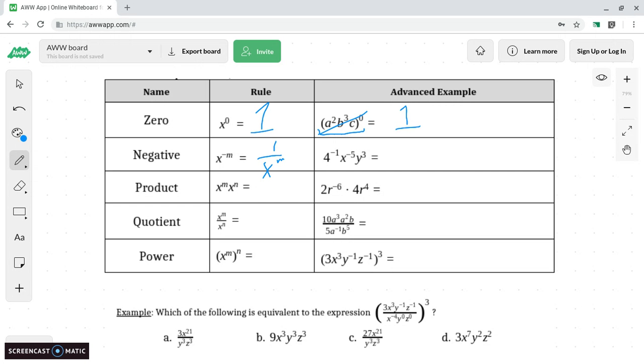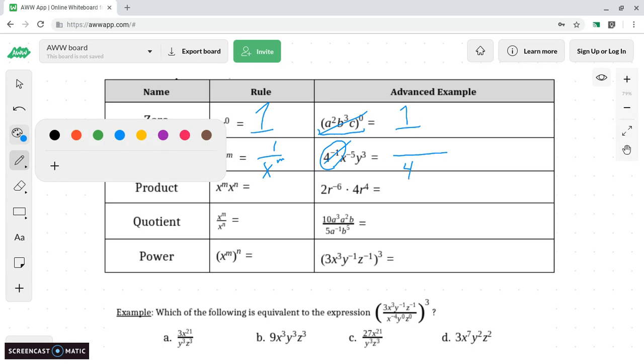So in our example, we're going to do it piece by piece. So the first part here is 4 to the negative 1. That has to be moved into the denominator. So when we move it into the denominator, it has a positive 1 exponent, which we don't have to write, so we just leave it as 4. And I'm going to cross that out.